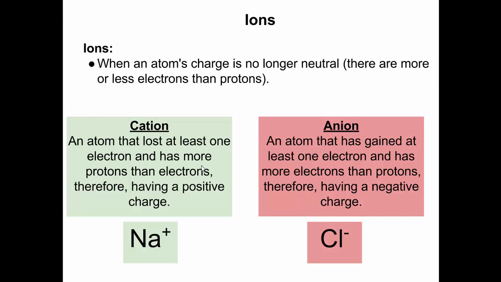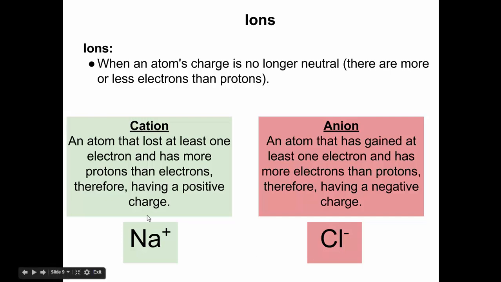There is a cation. And this is where we have to be very careful, because it can be a little bit tricky. A cation is an atom that has lost at least one electron. So it has more protons, which have that positive charge, than it has electrons, which have that negative charge. So therefore, it has a positive charge. So you've got to remember that losing an electron, or more than one electron, creates a positive charge.